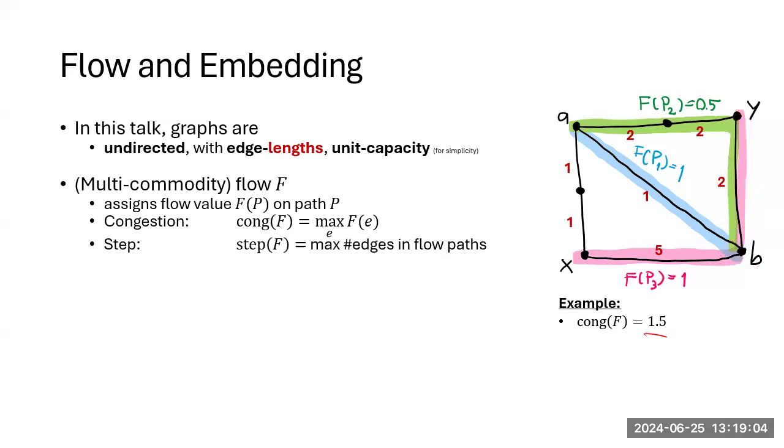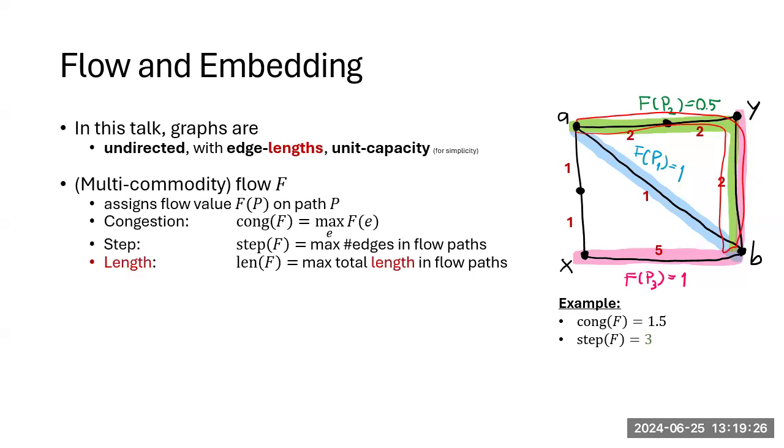So 1.5 is the maximum congestion. And the step of the flow is the maximum number of edges in any flow path. For example, in this flow, it's the green path here that takes the maximum steps, which consists of 3 edges. And for length, we count the maximum total length on any flow path. The length of this flow is 7, because of this pink one. The pink one has length 7 because of 5 here and 2 here. So it's important to distinguish between length and step. Step is about the number of edges. Length is the sum of the total length on the path.